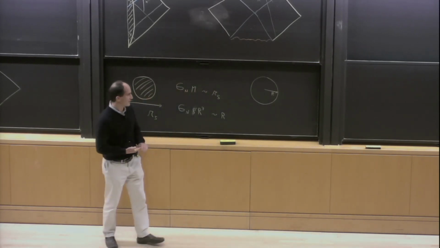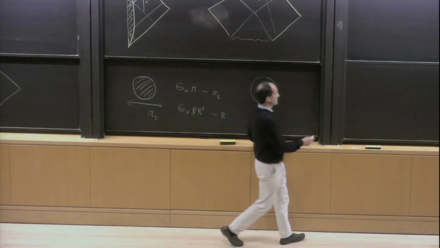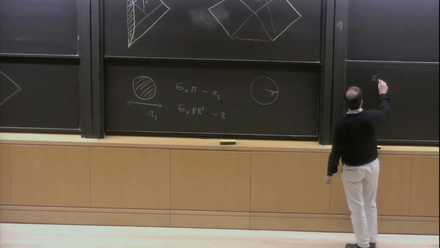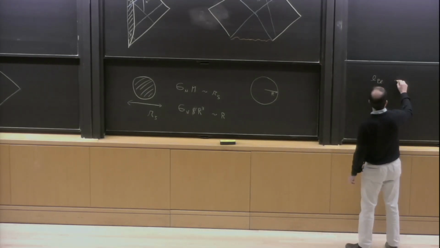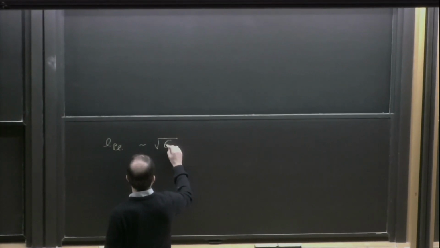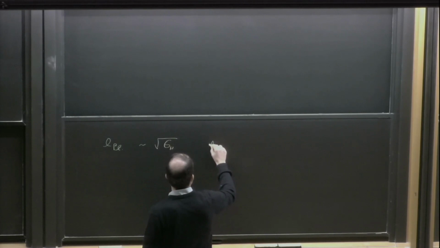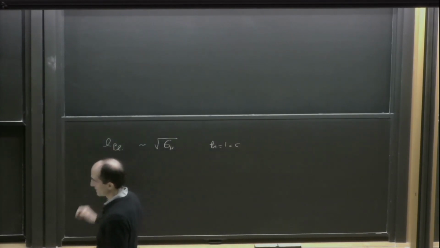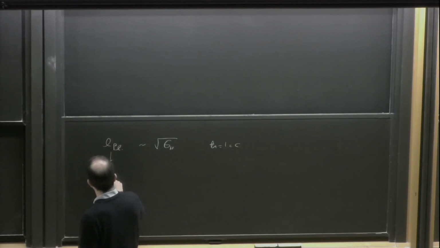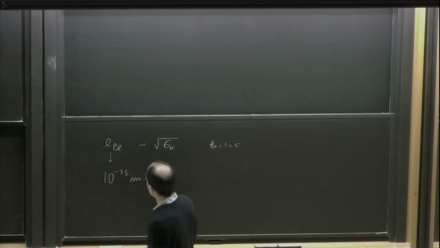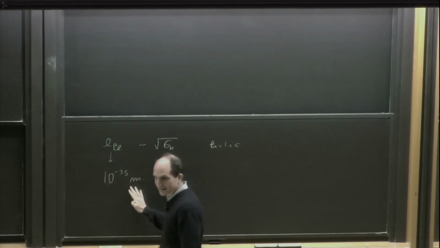But there is a distance called the Planck distance, which is given by the square root of G Newton times some powers of h bar. So this is in units where h bar is equal to 1 and c is equal to 1. And this distance is 10 to the minus 35 meters. So it's a very tiny distance.